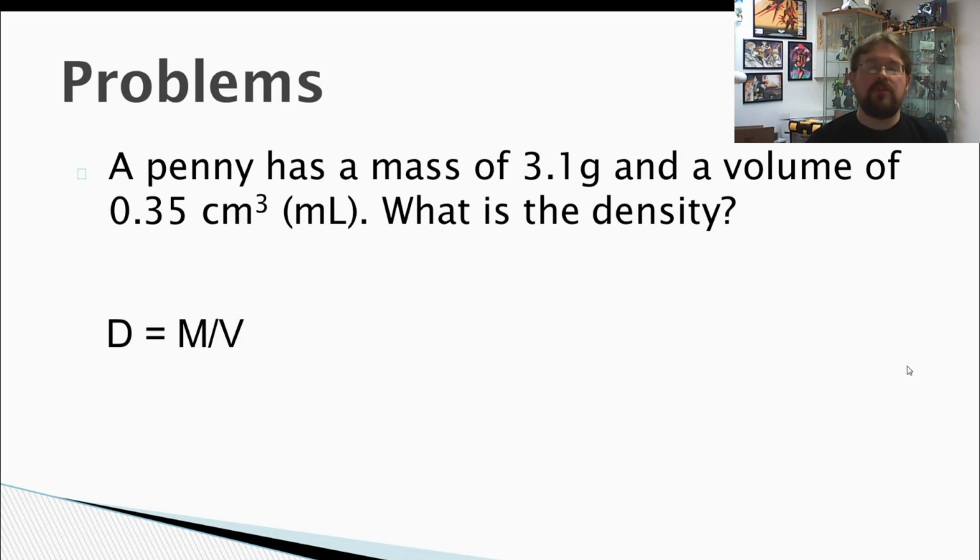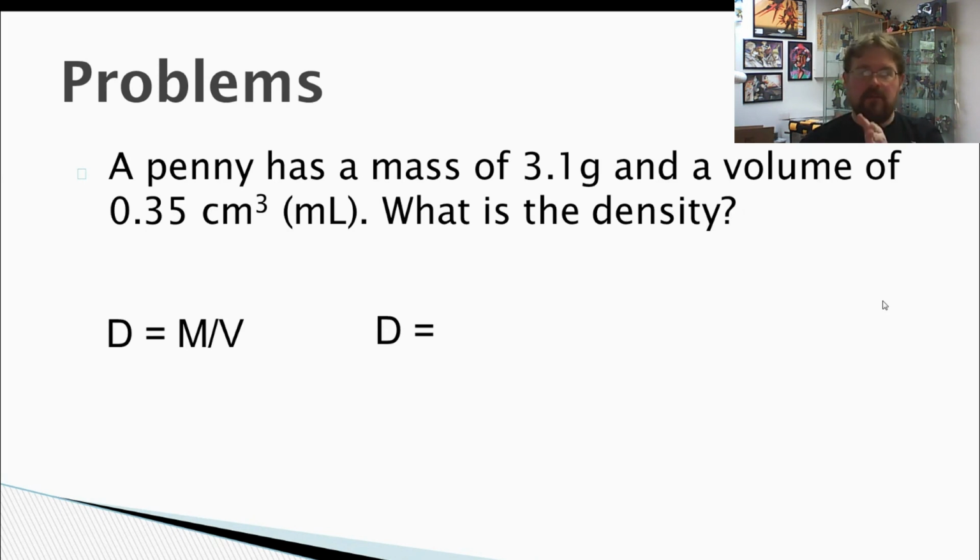So what you want to do is look in this problem and find any of those things. Is there a density? Is there a mass? Is there a volume? Well, it says right away that a penny has a mass of 3.1 grams. That's a mass. And a volume of 0.35 centimeters cubed. That's a volume. And it asks for, what is the density? Well, if it's asking for the density, we don't know what D is, because we're solving for that. So density is going to be equal to M over V.